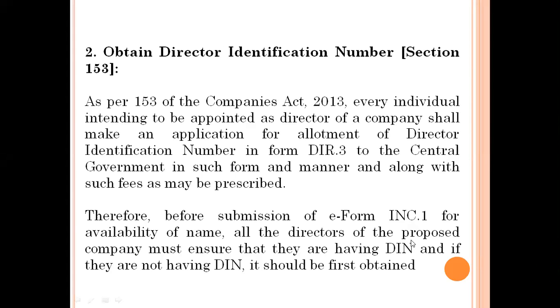All the directors of the proposed company must ensure that they have a DIN, and if they do not have one, first we have to obtain it. So what is the first one? You have to obtain the digital signatures. And the second step: every director who is going to be appointed must have a valid Director Identification Number according to Section 153.